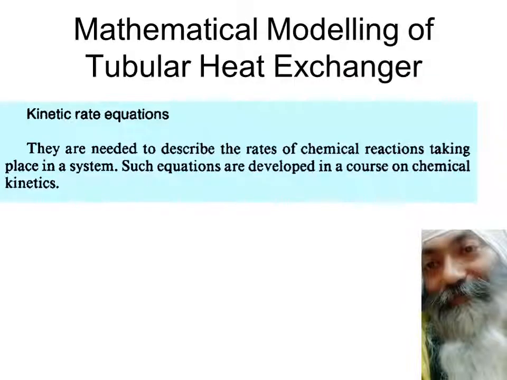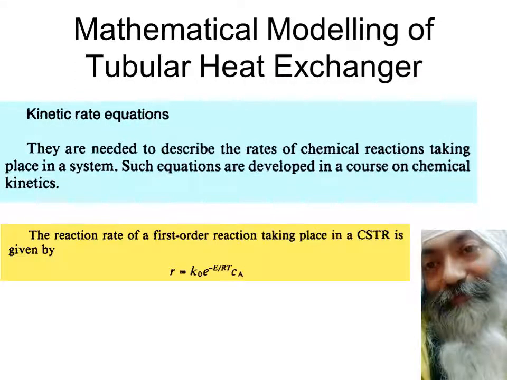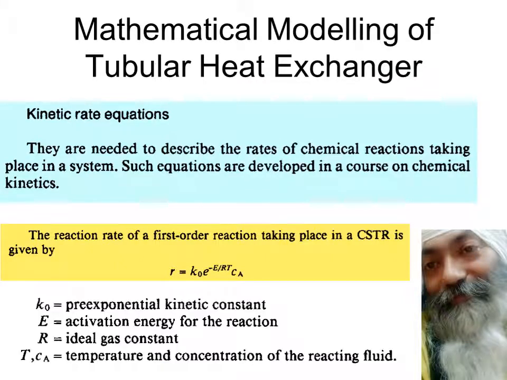Next, the kinetic rate equations. These are the ones which describe the rate of chemical reactions taking place in a system, as in the case of CSTR. It is a simple equation, so to say. The equation goes like this: r is equal to k_0 e to the power minus E by RT into C_A. So this is the exponential term, and this term occurring before the exponential term is sometimes called the pre-exponential term. Let us see what is this small r, what is this k_0, and so on.